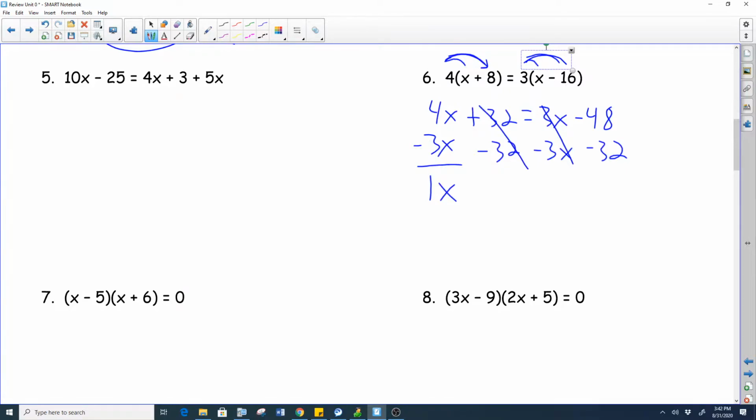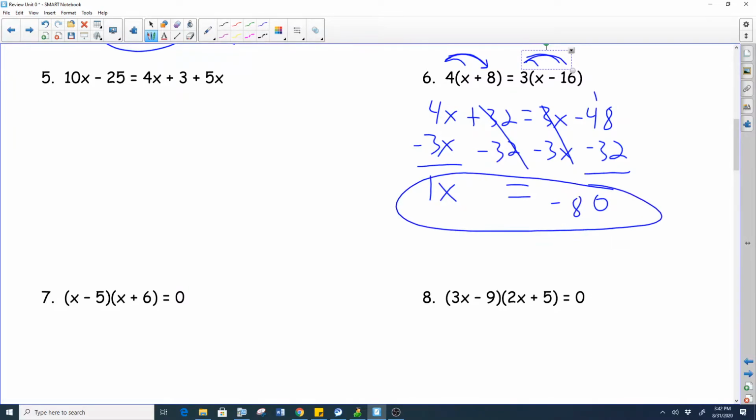So 4x minus 3x is 1x. And then negative 48 with a negative 32 is 8, 9, 10, carry the 1, 4, 5, 6, 7, 8. Wow, I got negative 80 as my answer. So negative 80 as my answer there.